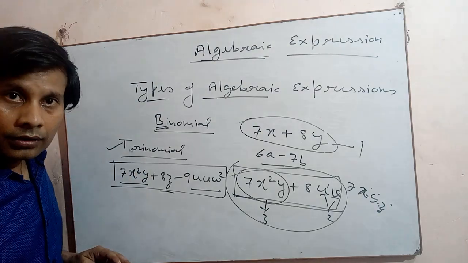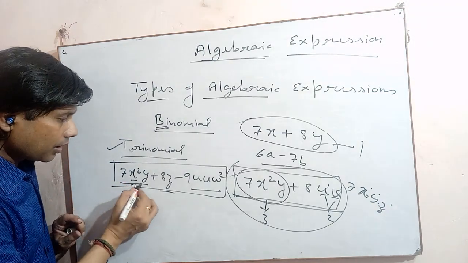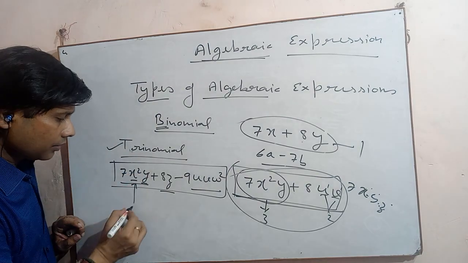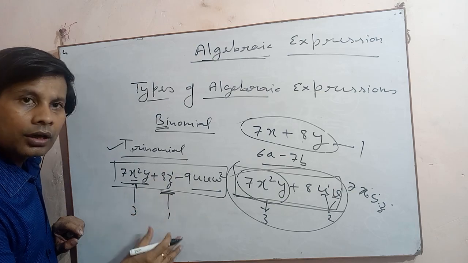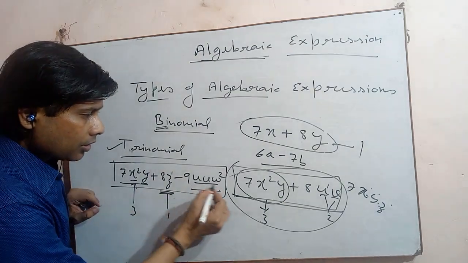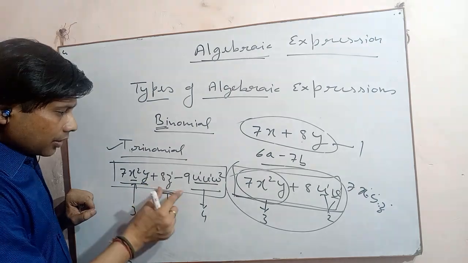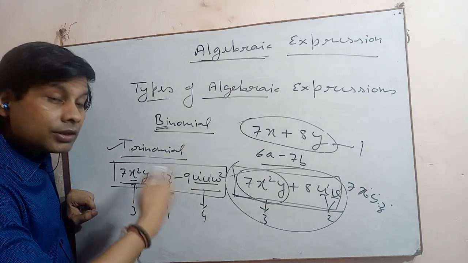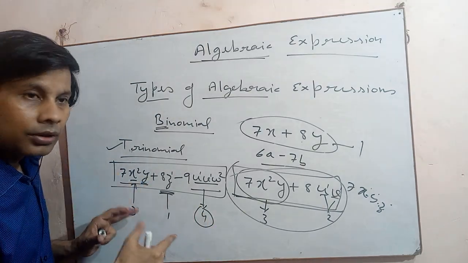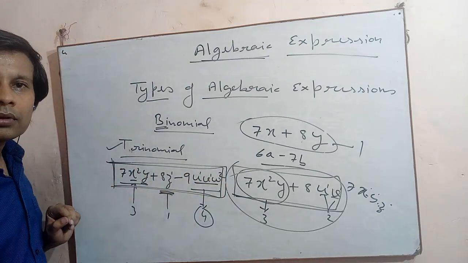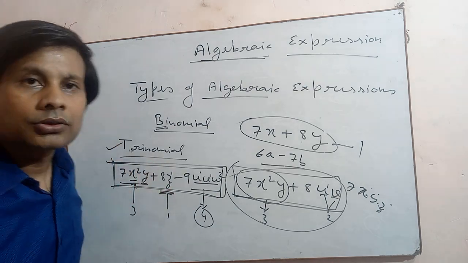And I am interested in the degree, so go through every term. In the first term, the powers are 2 and 1, so 2 plus 1 is 3. Second term, variable part z, power 1, degree 1. Third term, powers 1, 1 and 2, that is 2 plus 1 plus 1, 4. So the terms have degrees 3, 1 and 4. Which is the highest? That is 4, and 4 is the degree of the whole trinomial. So we will not talk about 3 and 1, we will talk about 4. So the degree of this trinomial is 4.